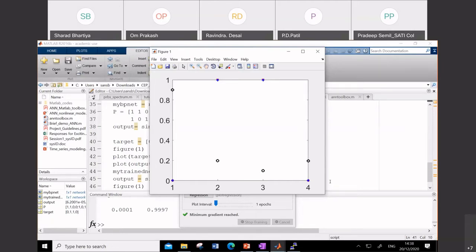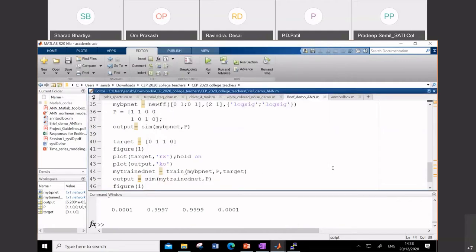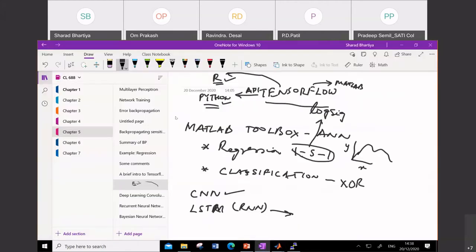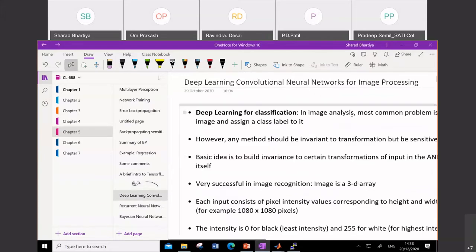So let me, as I said, go ahead and talk about some of these modern neural networks. And so I can start with a convolution neural net.